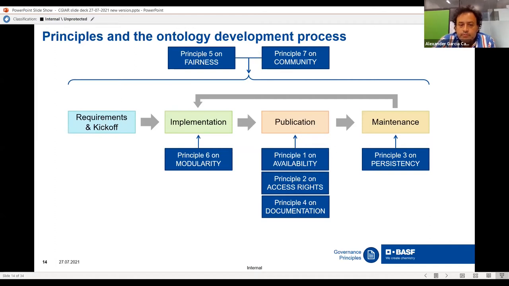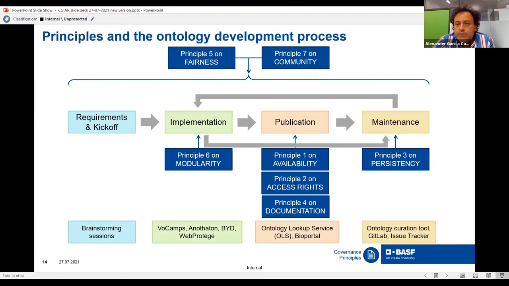Once you have achieved a certain maturity point, then you deploy the ontology, and that's the point at which you publish your ontology, and then you're making it available. You have access rights. You have to have documentation. Documentation is not just meant for ontology developers. Documentation is also meant for people consuming the ontology, meaning software developers, as to how to consume the ontology or APIs or endpoints of any kind.